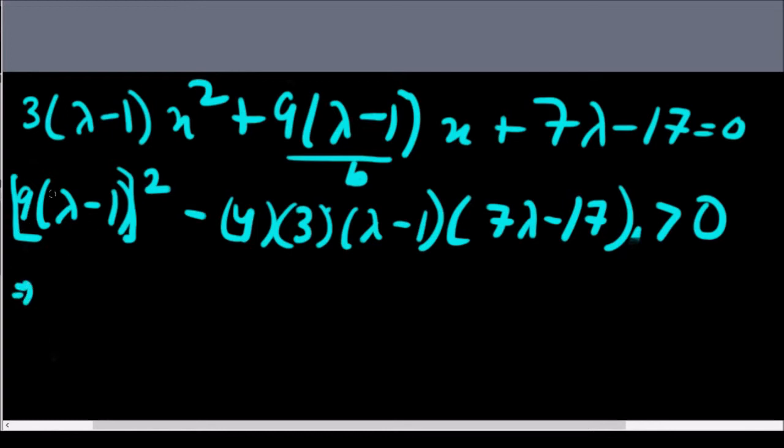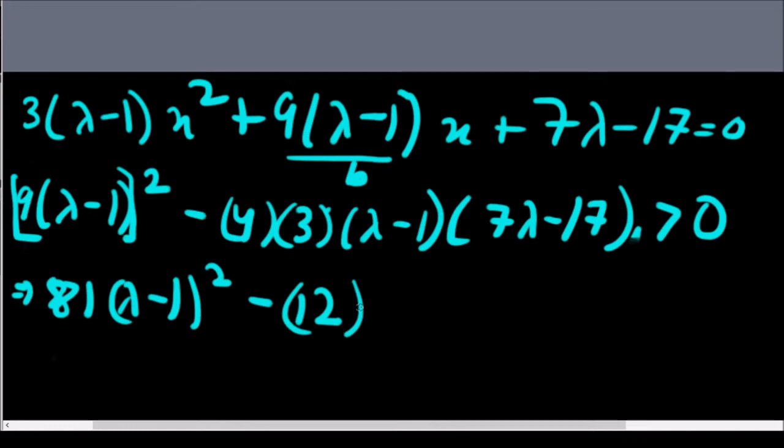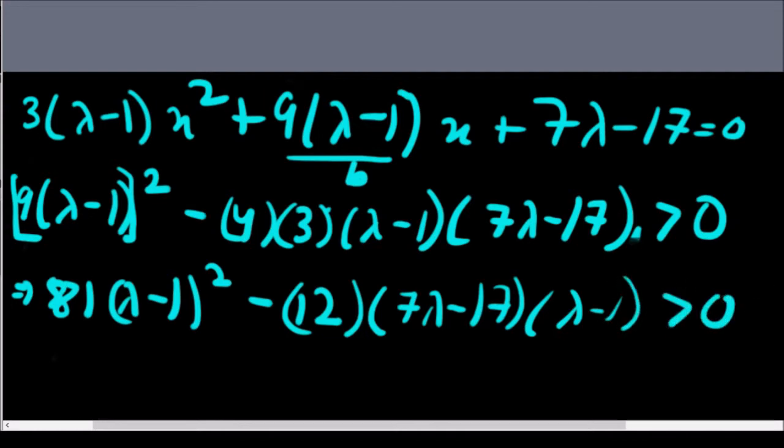So this would be 9 squared times lambda minus 1 squared. This means 81 times lambda minus 1 squared minus 12 times lambda minus 1 times 7 lambda minus 17. This is greater than 0.